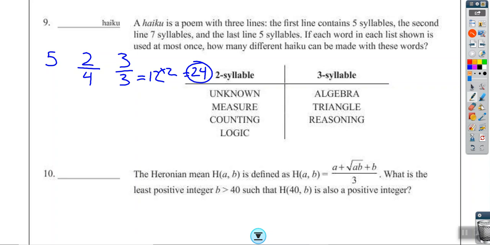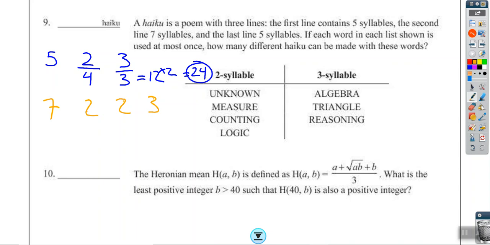So then for my line that is going to have seven syllables, well, for seven syllables, I can have two plus two plus three, which is seven. And obviously I can switch the order. I can go two-syllable, two-syllable, three-syllable, and I can go two-syllable, three-syllable, two-syllable, and three-syllable, two-syllable, two-syllable. But I'm only going to worry about the 2, 2, 3 first, and then I just have to multiply it by three because I can have three different orders.